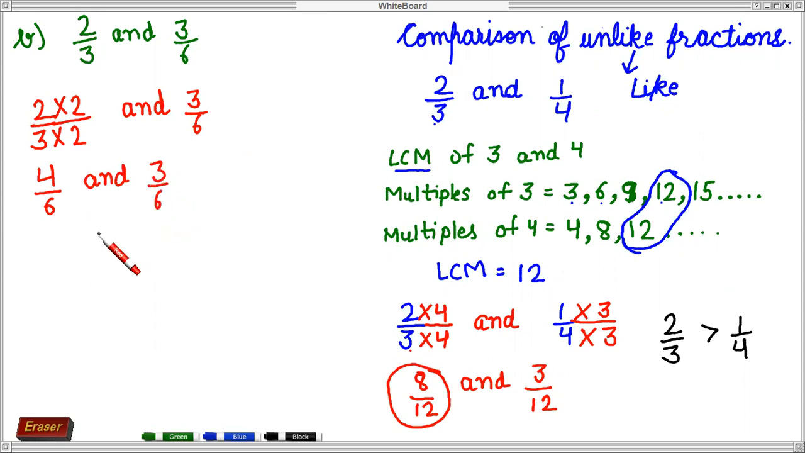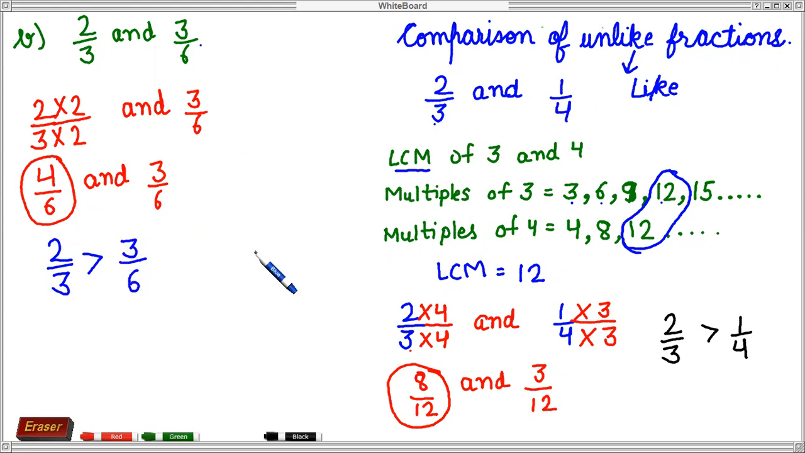Now we can see these are like fractions now. This is 4 and this is 3. So this 4 is higher than 3. So now we go to the original one. This was 2 by 3. So we can say this 2 by 3 is greater than this one, 3 by 6. So like this, we can compare unlike fractions also.